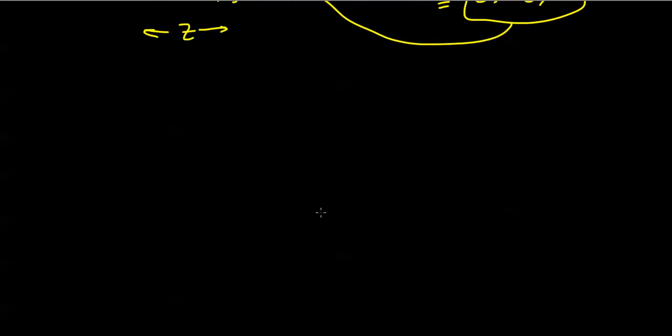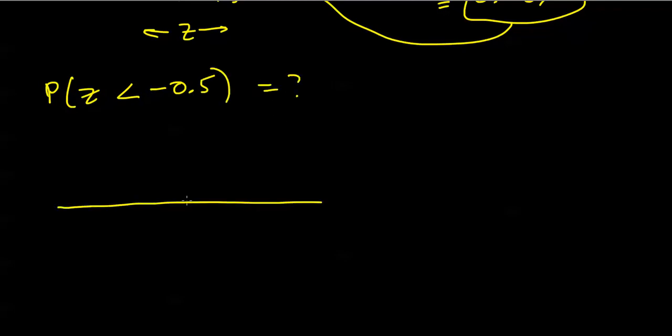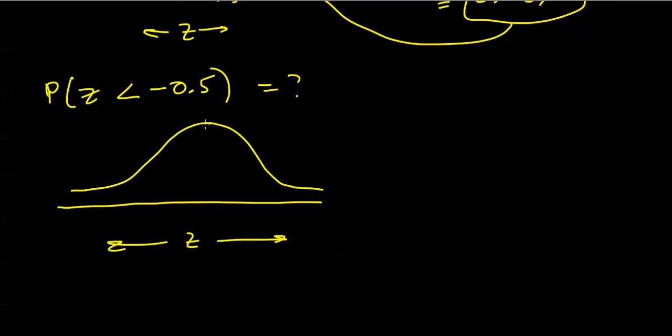Let's do another example. How about the probability that z is less than minus 0.5? Again, that's what I seek. Well, less than means left of. We're still in a standard normal distribution here. Remember, z automatically means standard normal. Peak at 0. Minus 0.5 will then be my right bound because I want the probability that z is less than minus 0.5.